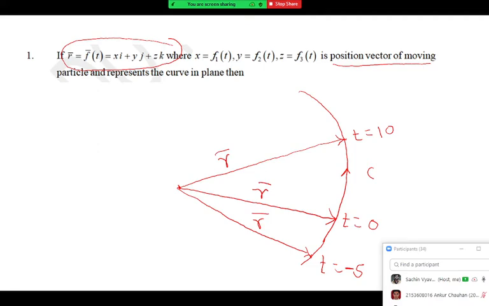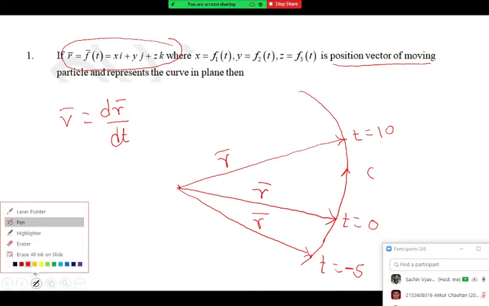So we already know there is a very simple definition that we have for velocity. Yes, velocity is the rate of change of displacement. So the velocity vector we denote by dr bar by dt. Can you tell me what is the direction of velocity? Suppose at t equal to 10, I have to show the velocity vector. Along a tangential. Very good. That's a correct answer.